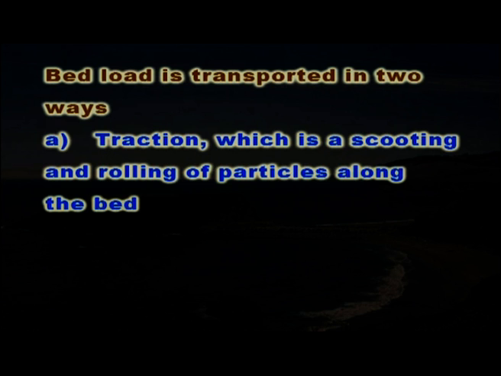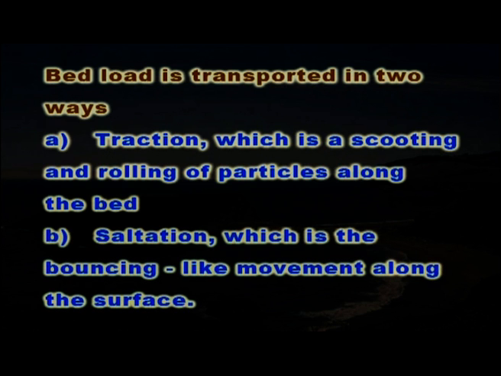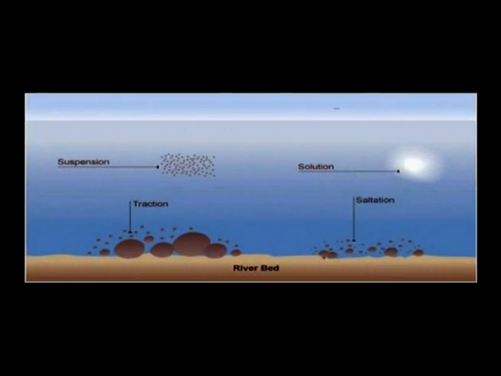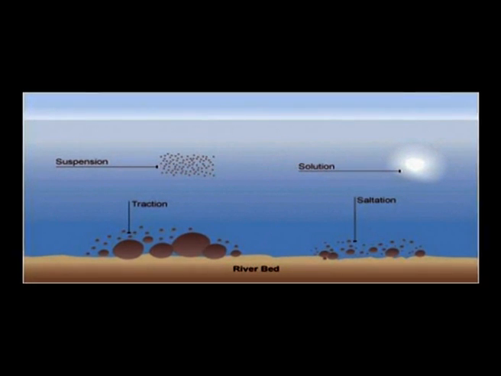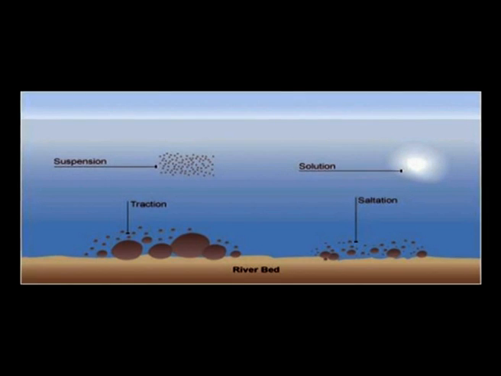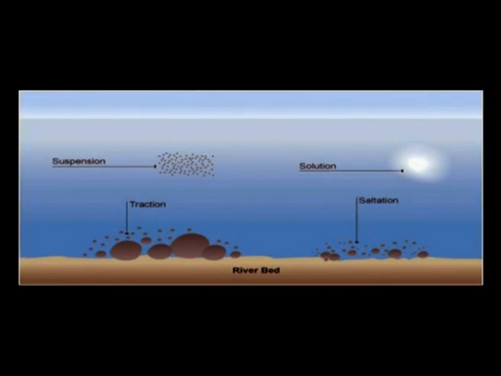Bed load is the material which is moved across the bed of the river channel. Bed load is transported in two ways: traction, which is a scooting and rolling of particles along the bed, and the second one is saltation, which is the bouncing-like movement along the surface. Saltation occurs when particles are suspended in the stream for a short distance, after which they fall onto the bed, dislodging the particles from the bed. The dislodged particles move downstream a short distance where they fall to the bed, again dislodging the particles upon the impact.